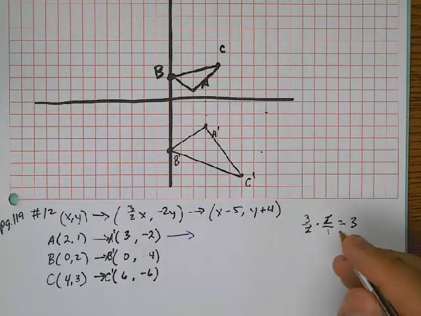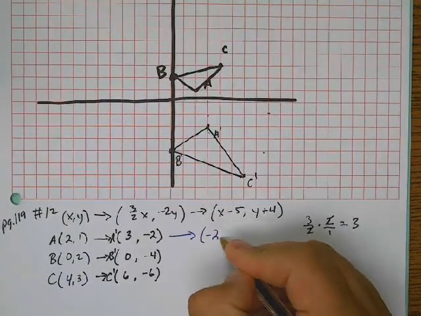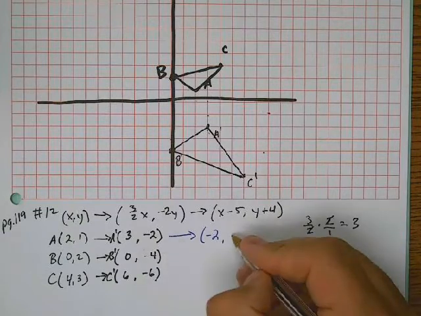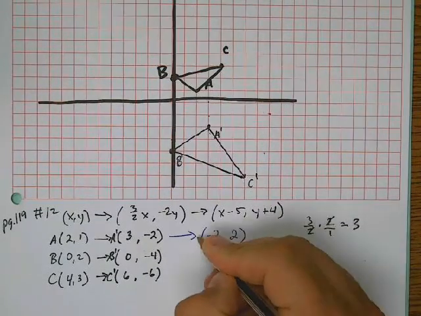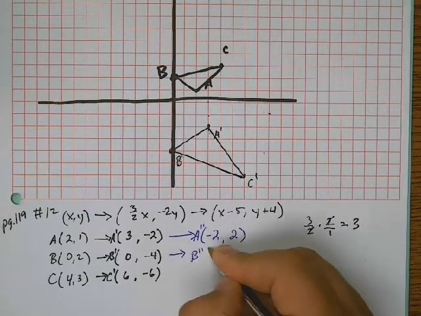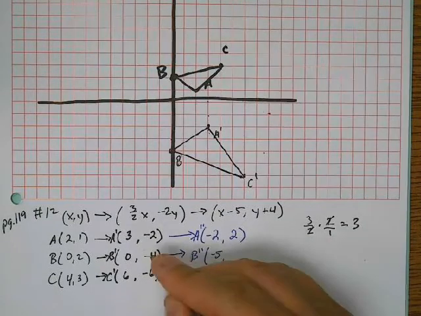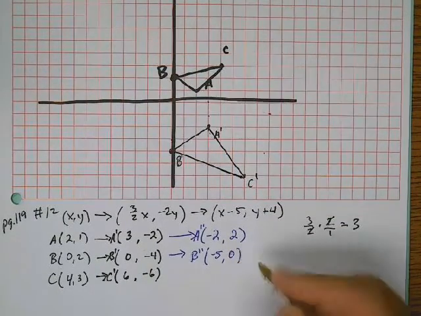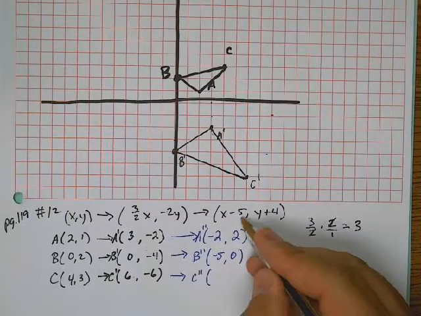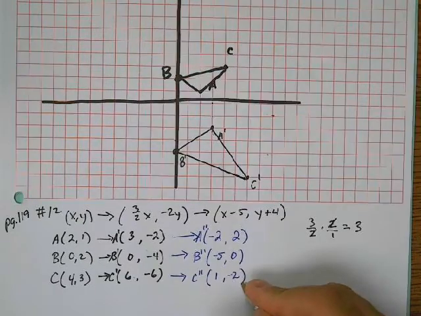Okay, so let's apply. So we subtract 5 from 3, you get negative 2. We add 4 to negative 2, you get positive 2. A double prime. 0 minus 5 is negative 5. Negative 4 plus 4 is 0. 6 minus 5 is 1. Negative 6 plus 4, negative 2.